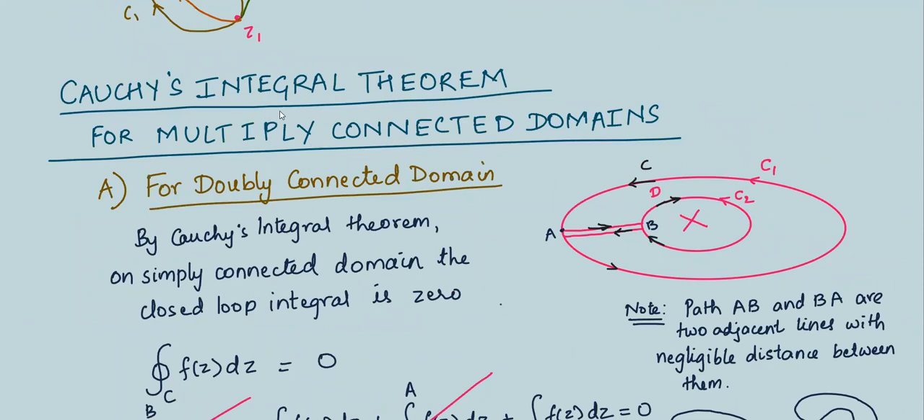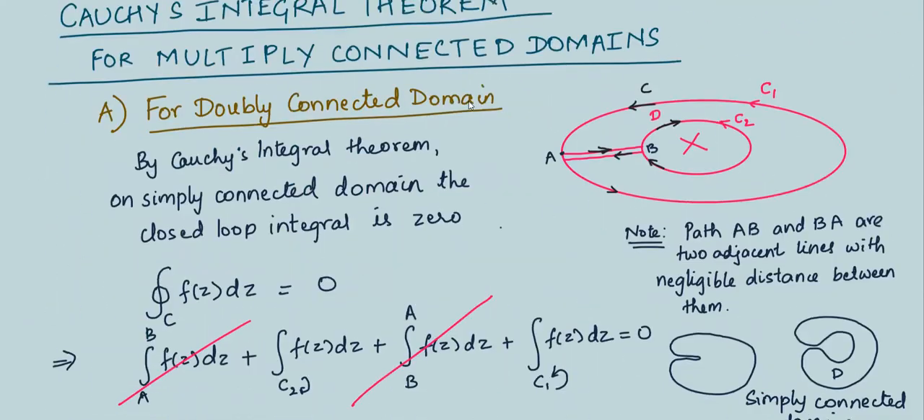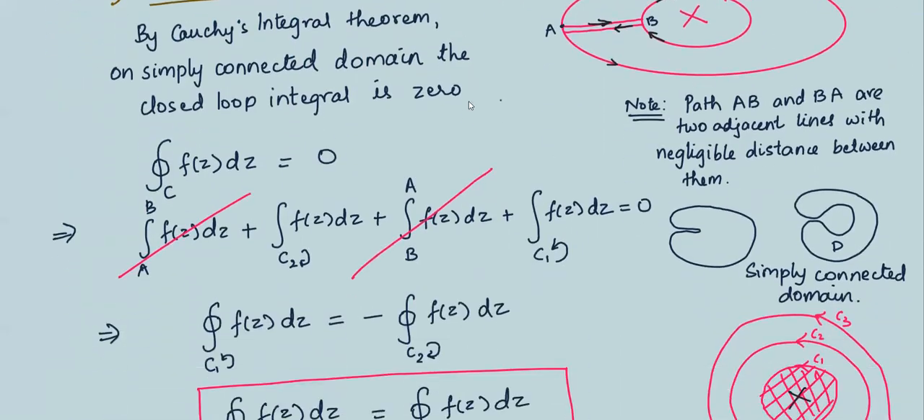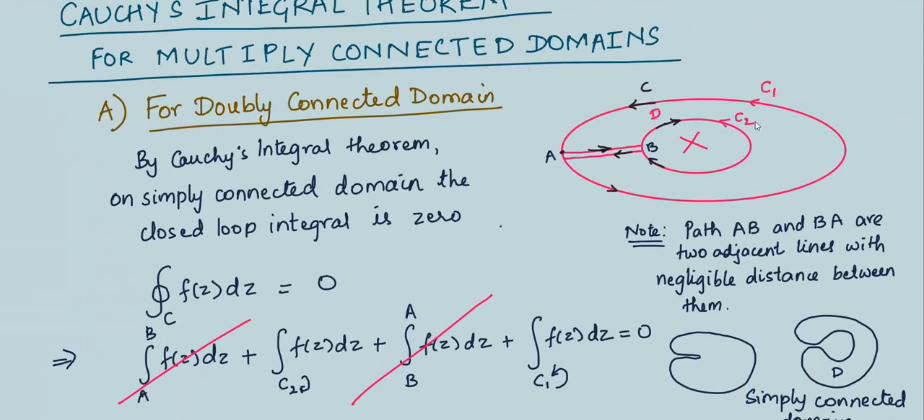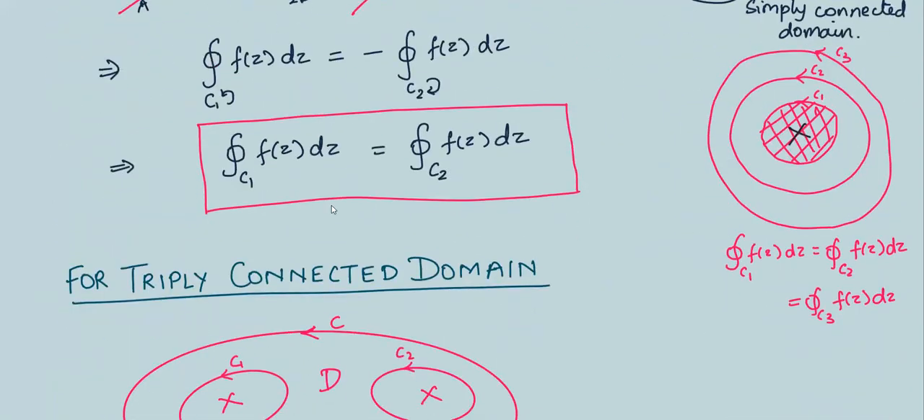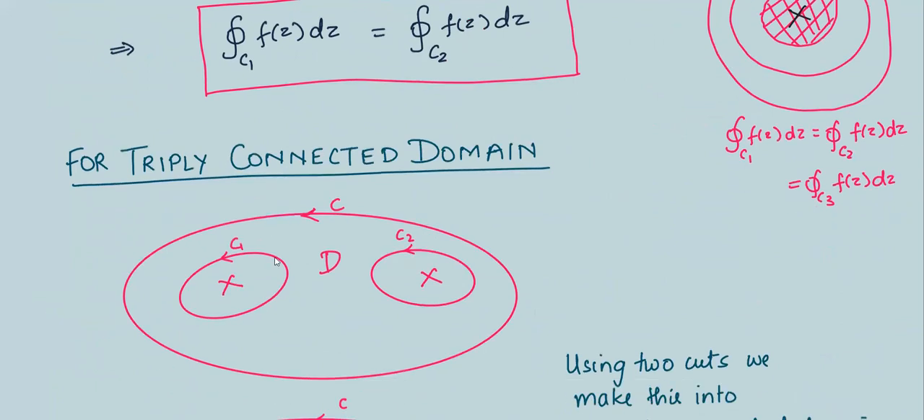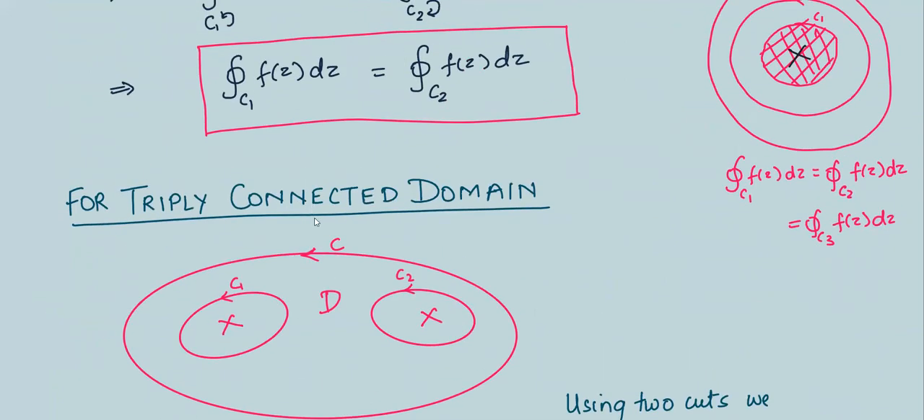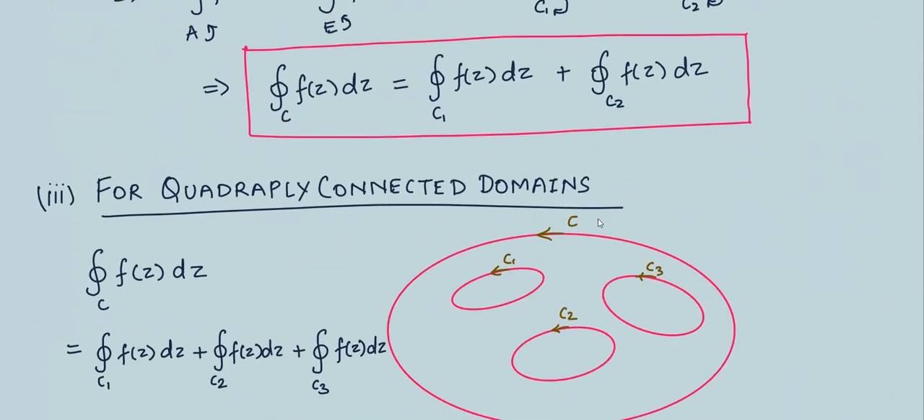Next, for Cauchy's integral theorem for multiply connected domain, we just discussed that for a doubly connected domain, the outer boundary and inner boundary closed loop integrals will be equal, and anything you do in between, that path also will have the same integral value. For a triply connected and quadruply connected domain, the outer path integral will be the sum of the inner path integrals.